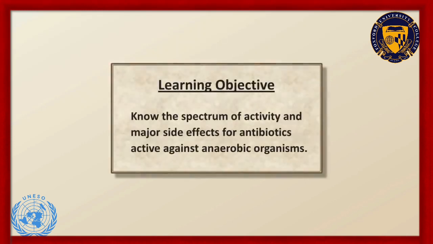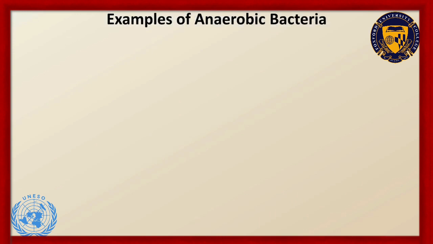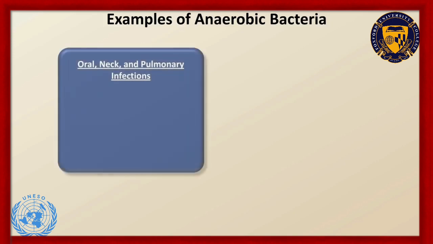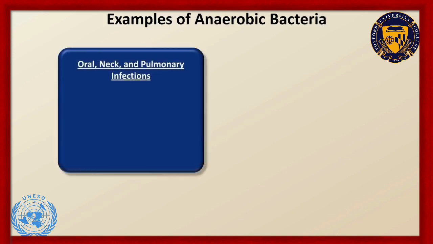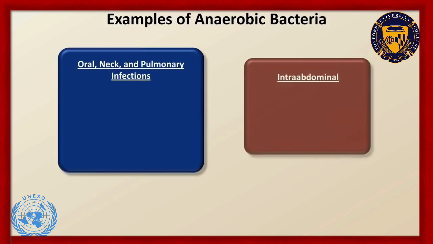Learning objective is to know the spectrum of activity and major side effects for antibiotics active against anaerobic organisms. Aside from their brief mention in Lecture 1 on the classification of bacteria, I have not discussed anaerobic bacteria in too much detail. For the most part, anaerobic infections can be divided into two general categories: infections of the oral cavity, deep spaces of the neck and the lungs, including the pleural space, and intra-abdominal infections.